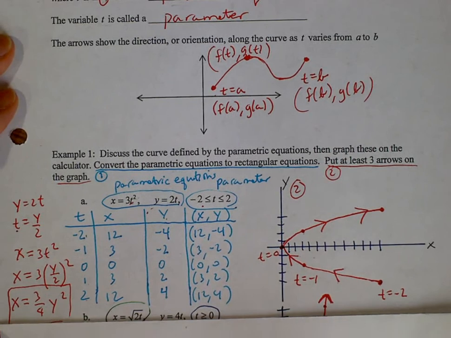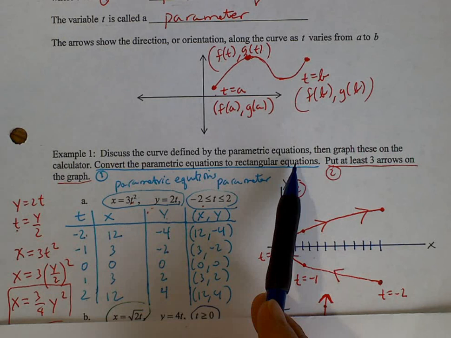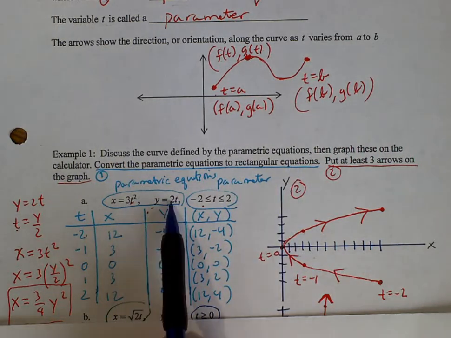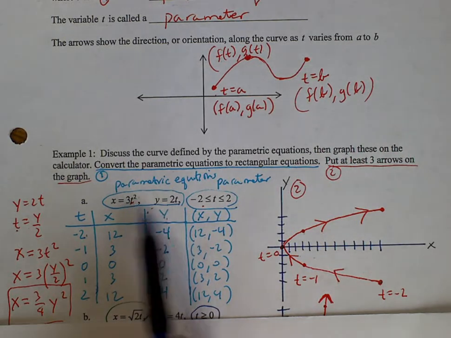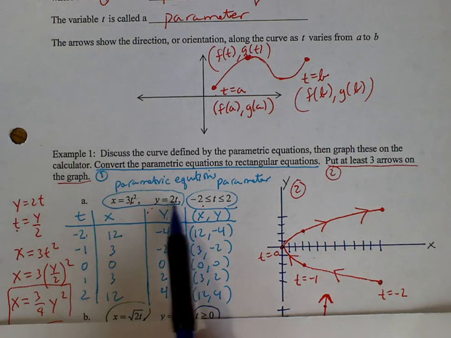Okay, the next thing that you want to do is convert the parametric equation to a rectangular equation. So I look at these two equations and I need to get rid of the t's. I'm going to use substitution. I look at x is equal to 3t squared and y is equal to 2t, and I can see that it's easiest to solve for t in this equation.